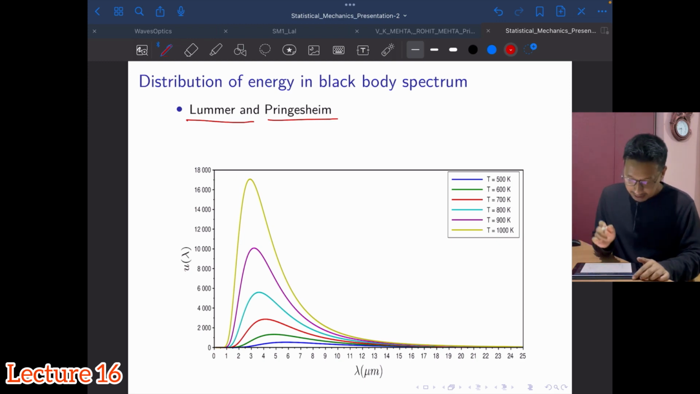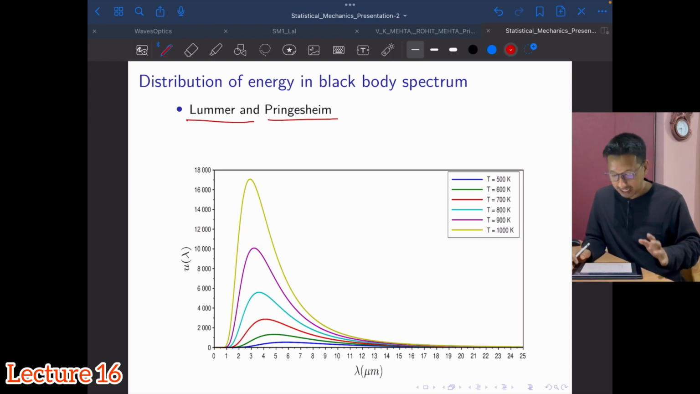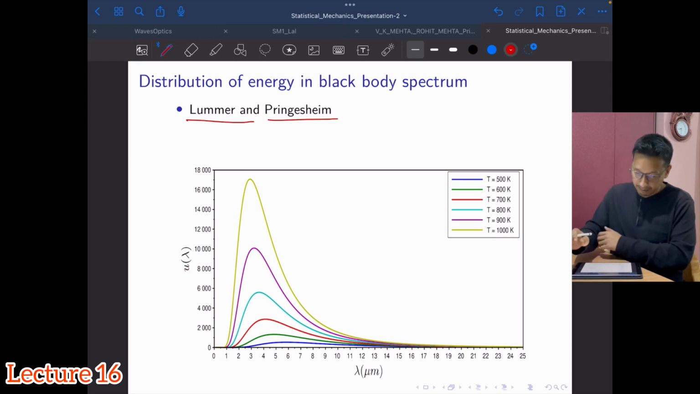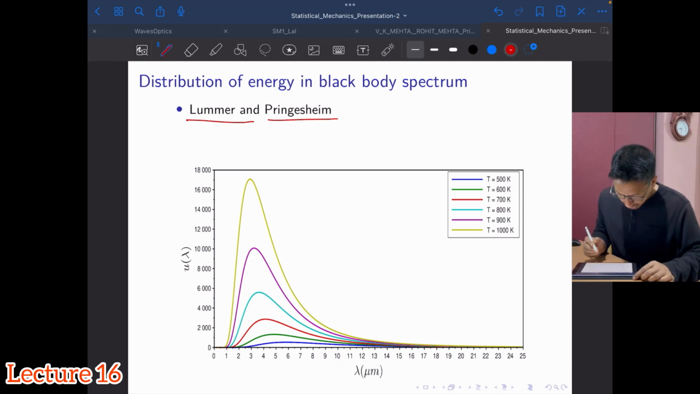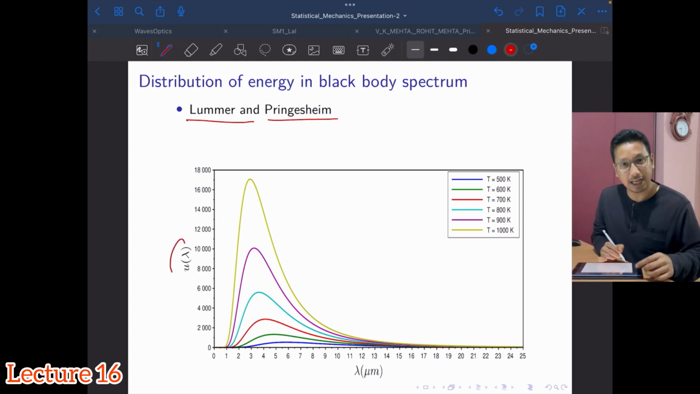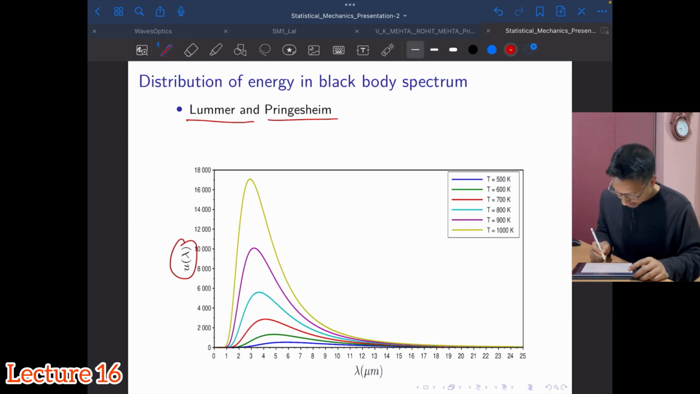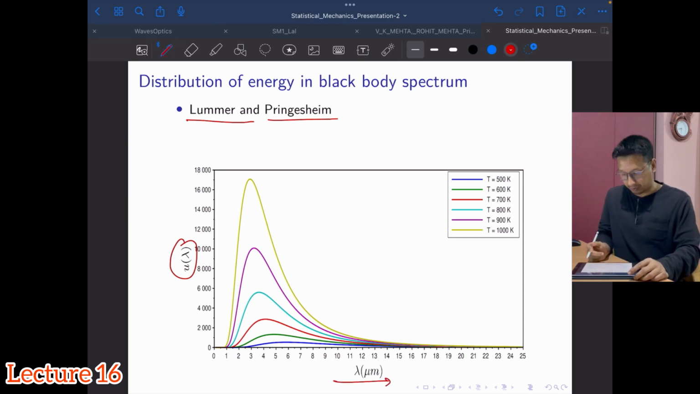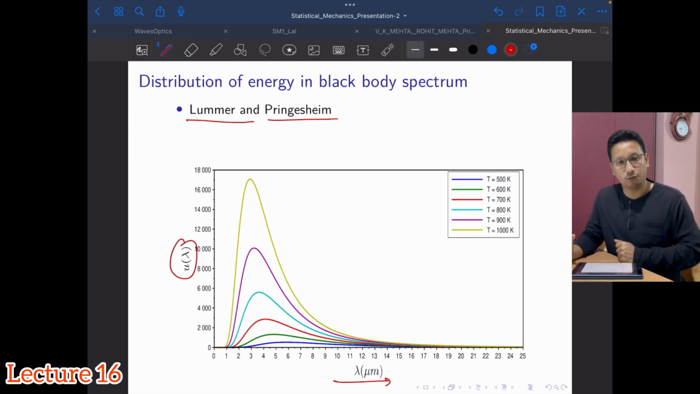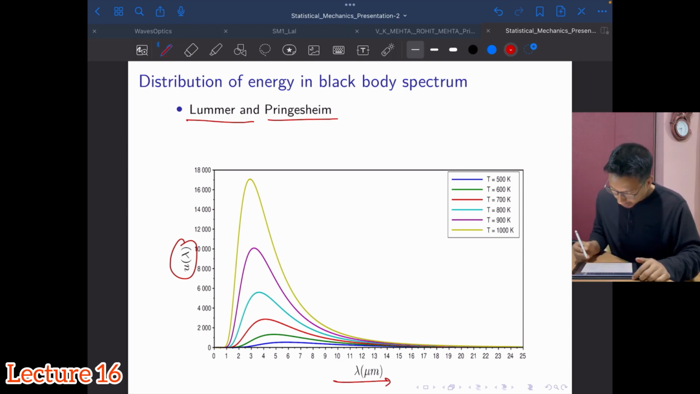That was studied by Lummer and Pringsheim in their experiment, and they got beautiful curves, which we know nowadays as the black body spectrum. Here is a plot where U is the energy density, and on the x-axis is lambda in micron. This plot shows the variation of energy density with wavelength, and the different colors indicate different temperatures to which the black body is heated.